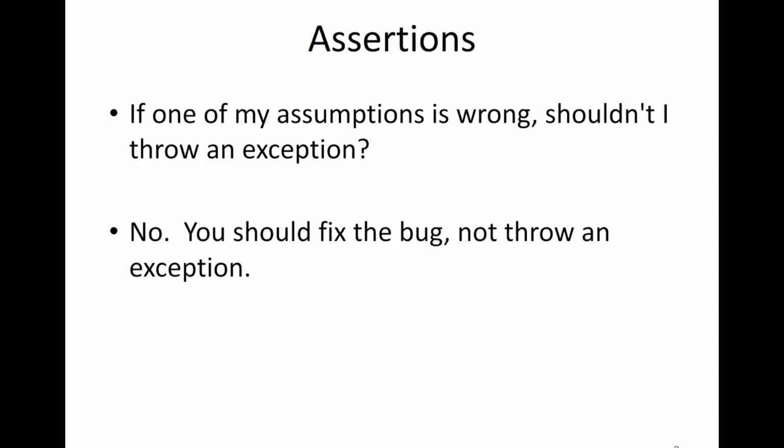Exceptions are for cases where we had something that we can't fix in our code and it just can occur. Well, if we have a faulty assumption, we either need to fix our code or change our assumption, and exceptions don't help us with that. So that's why we don't throw an exception. We use the assert statement to let us know that one of our assumptions is wrong, so we have something to fix.